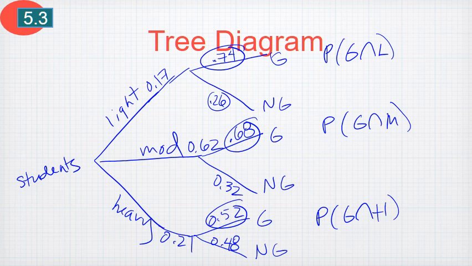So how do I get this probability of good grades and light users? Well, I multiply my branches, right? So 0.17 times 0.74 should give me my probability. Now I'm showing you that here, but I would actually put the math section of this into the do. So that's what we're going to do.